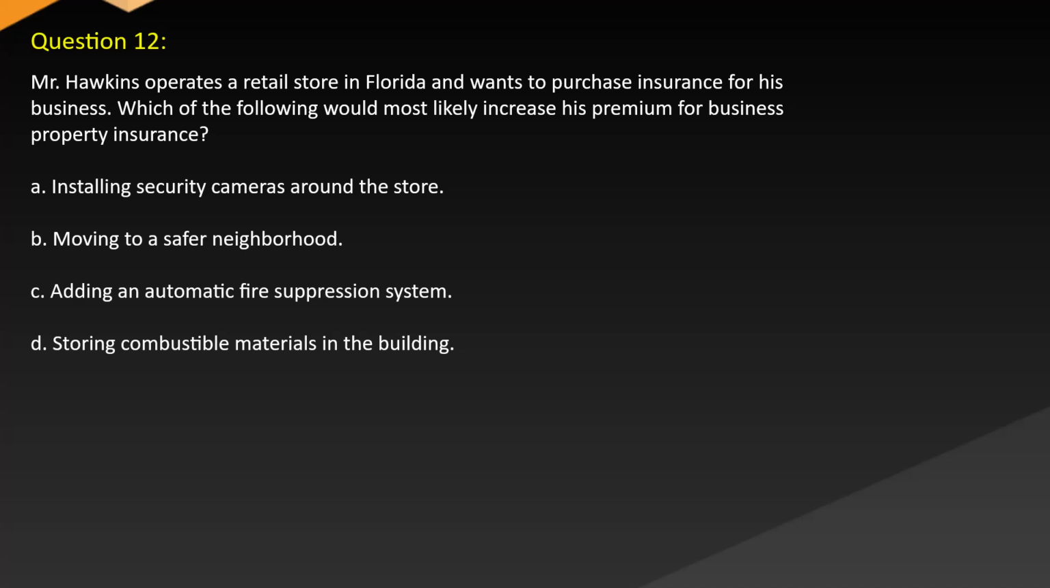Question 12. Mr. Hawkins operates a retail store in Florida and wants to purchase insurance for his business. Which of the following would most likely increase his premium for business property insurance? A. Installing security cameras around the store. B. Moving to a safer neighborhood. C. Adding an automatic fire suppression system. D. Storing combustible materials in the building.